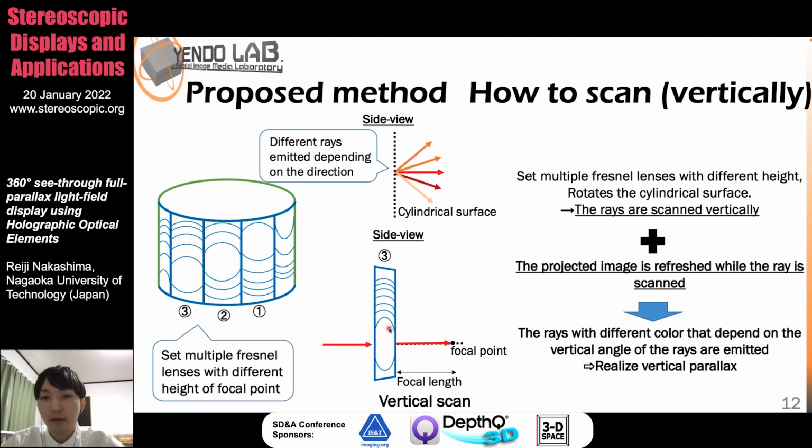Since the projected image is refreshed while scanning the ray, rays with different colors that depend on the vertical angle are emitted, as shown in this figure, like this.